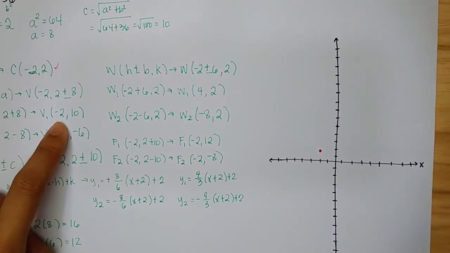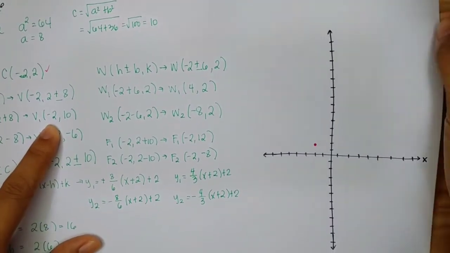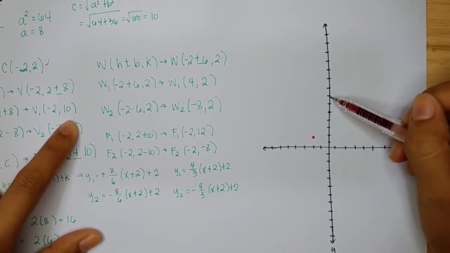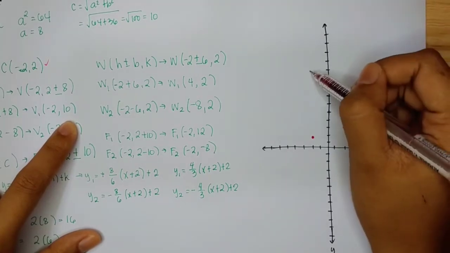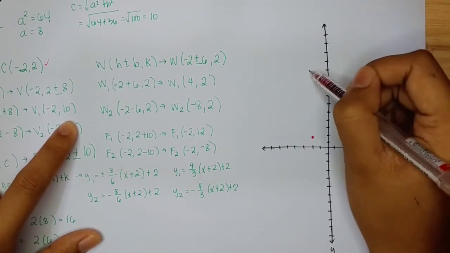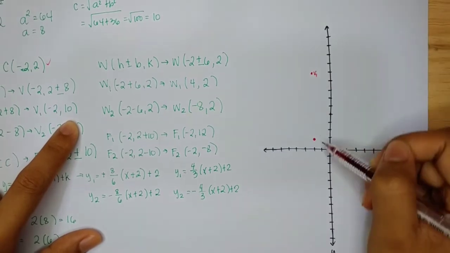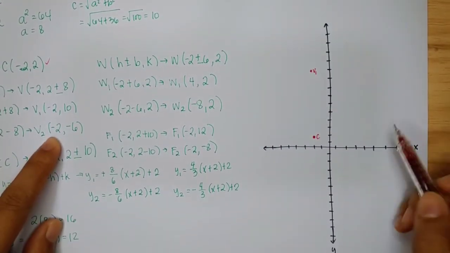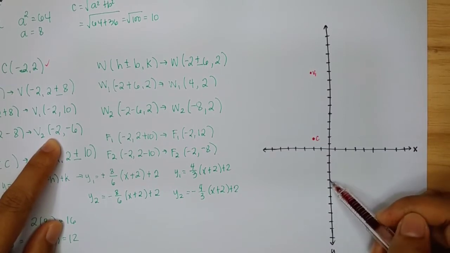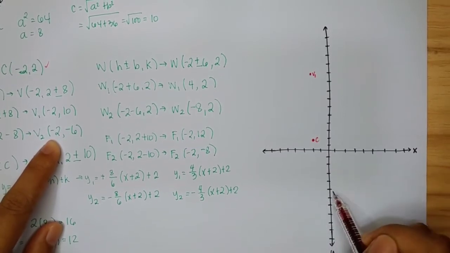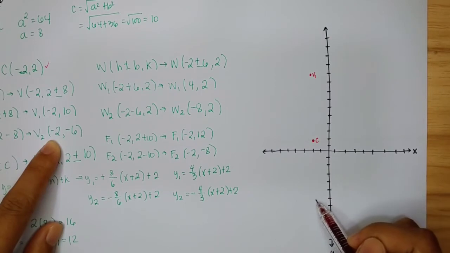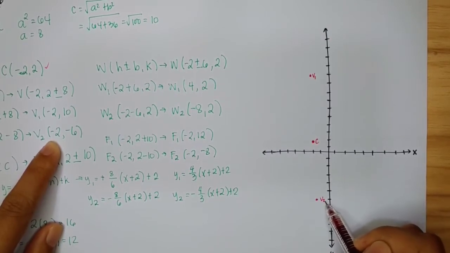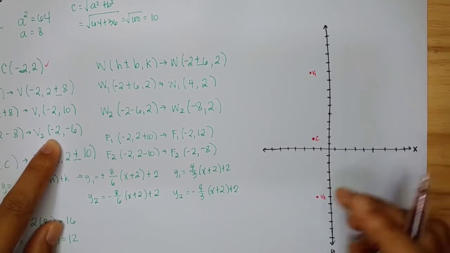Then, tapos na yung center. Yung vertex 1 is negative 2 and 10. So we have negative 2 and 10. We have 1, 2, 3, 4, 5, 6, 7, 8, 9, 10. So we have here our vertex 1. So this is our V1. This is our center. Then yung V2 natin is negative 2, negative 6. Negative 2, 1, 2, 3, 4, 5, 6. This is our negative 6 dito. That is our V2.